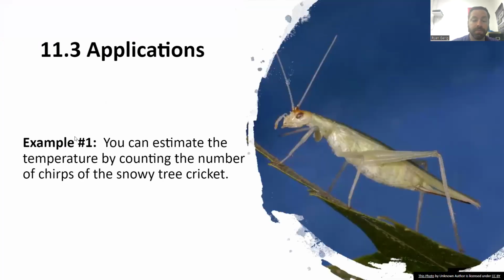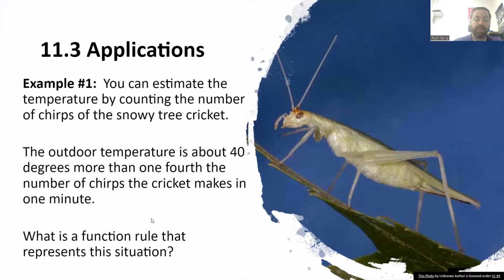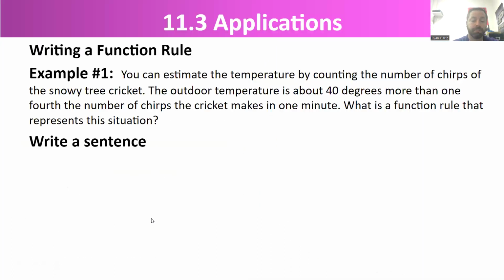So here's an example. You can estimate the temperature by counting the number of chirps of the snowy tree cricket. The outdoor temperature is about 40 degrees more than 1/4 the number of chirps the cricket makes in 1 minute. So that's the relationship. So what are we going to do? We're going to write a function rule that represents this situation.